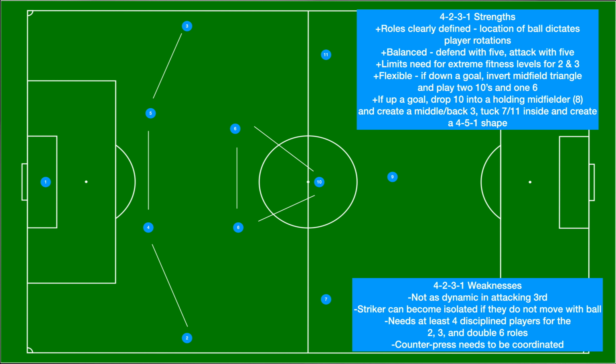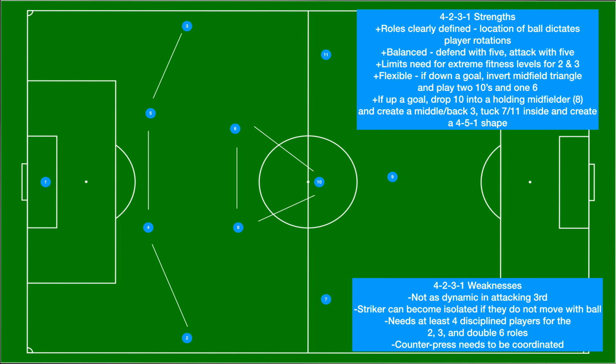If you're up a goal, you can drop the 10 down into a holding midfielder role, an 8, keeping a back 3 in front of the back 4, bringing the 7 and the 11 tucked inside to make a 4-5-1 shape, which is very difficult to play through the middle.